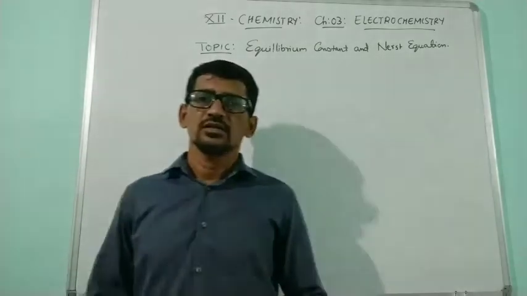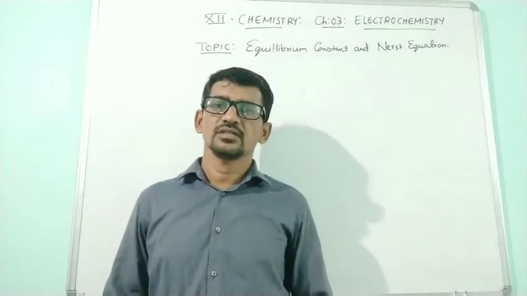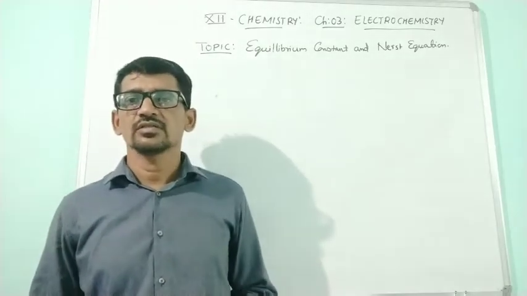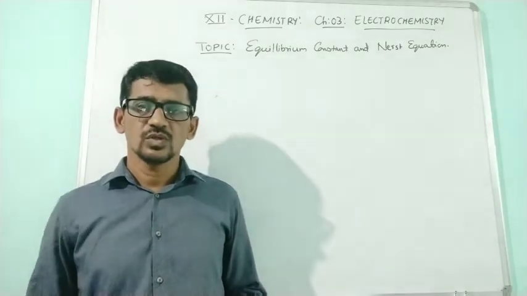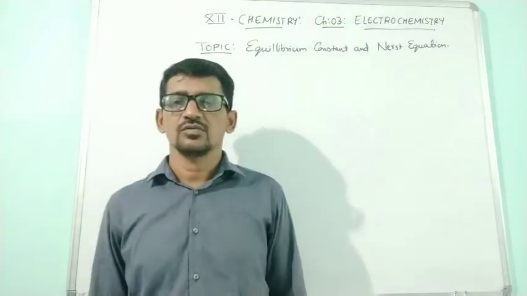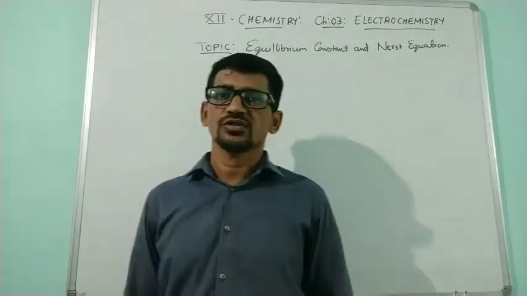Okay, we are discussing chapter number 3, that is electrochemistry. We have already discussed the Nernst equation. Today we discuss the equilibrium constant and the Nernst equation. Okay, equilibrium constant, that is K.